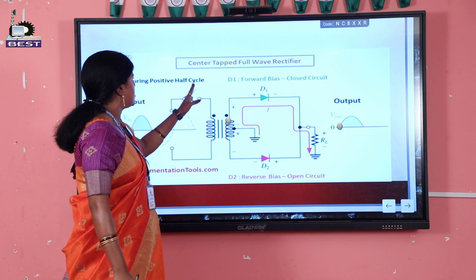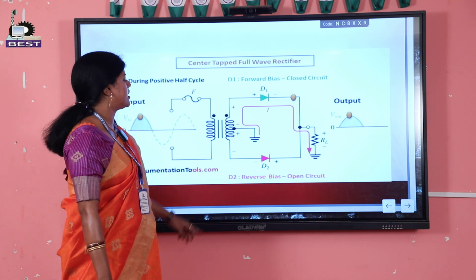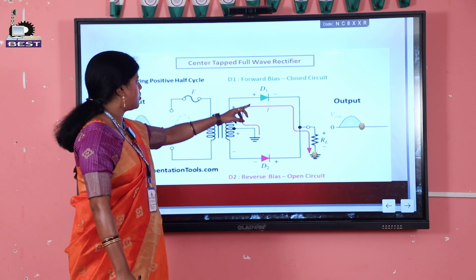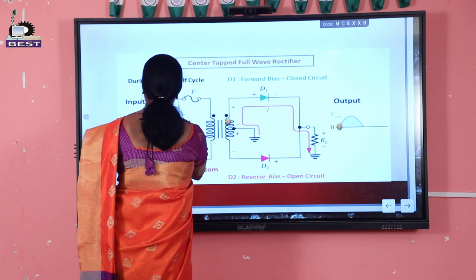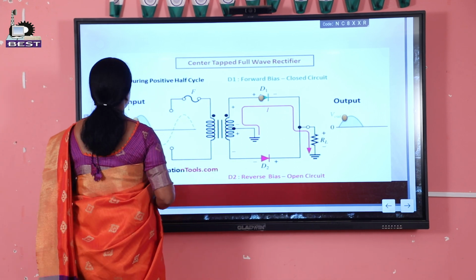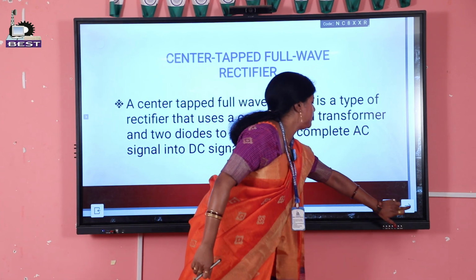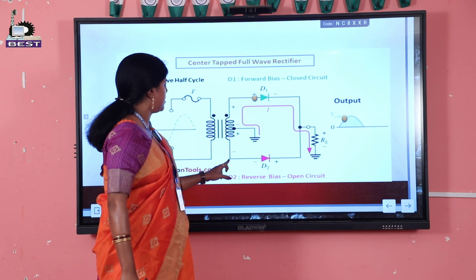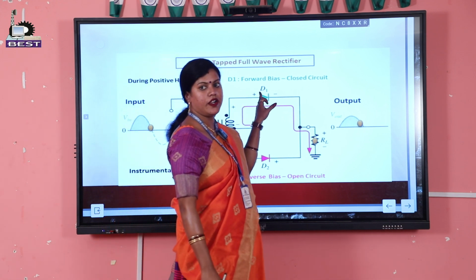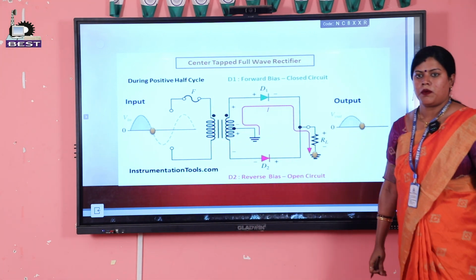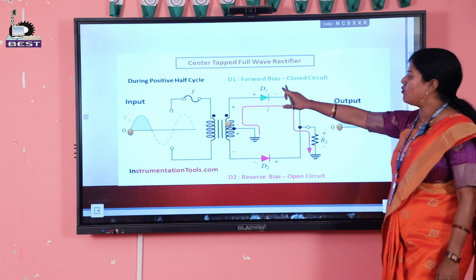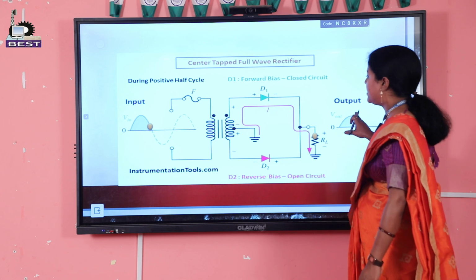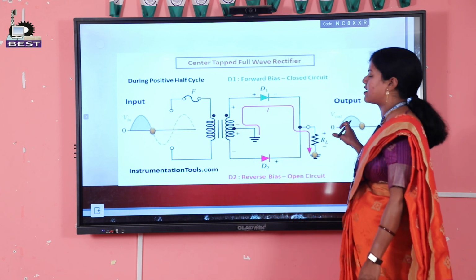Let us see, the full wave rectifier is classified into two types. One is the center tap full wave rectifier. In the center tap full wave rectifier, see how the current flows through the diodes and we get the output. During the positive half cycle, for diode D1, A terminal is positive and B terminal is negative. So diode D1 is in forward biased condition, so we get the output across the load resistor. That means during the positive half cycle we get the output across the load.